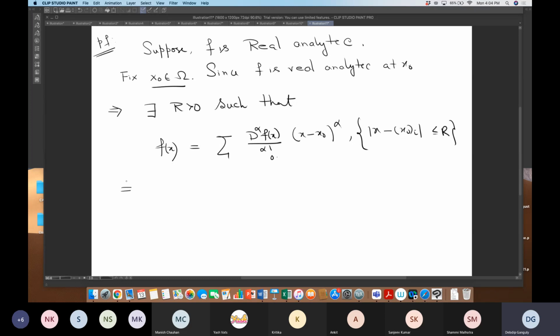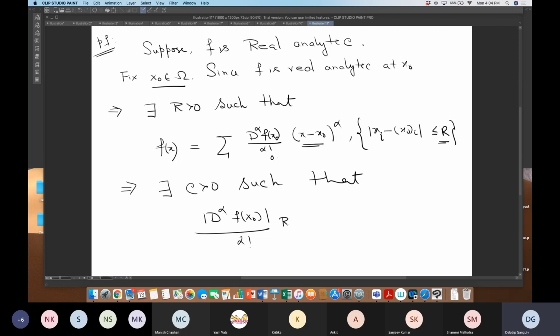This implies, as before, there exists a C positive such that, since this series is convergent at distance R, for every i, we get R to the power mod alpha. So this implies that d alpha f(x naught) by alpha factorial times R to the power mod alpha is bounded. I can take R1 is R, R2 is R, so R to the power alpha 1 plus alpha 2 plus and so on, which is mod alpha. Yes or no? This is clear.